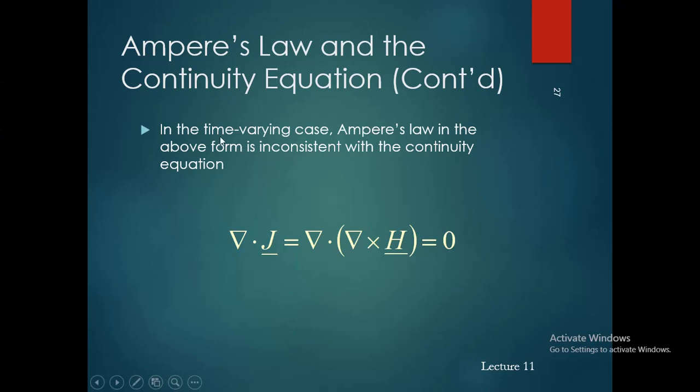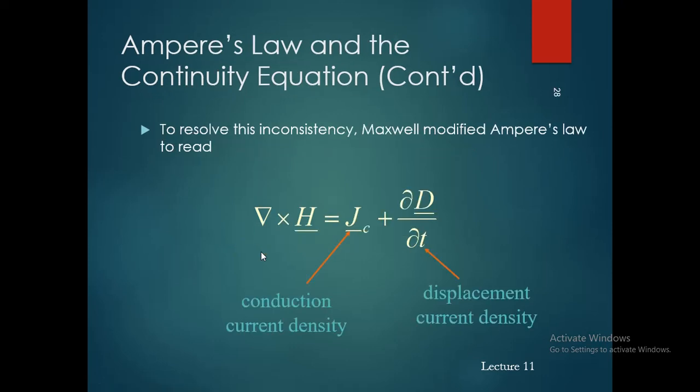In the time varying case, Ampere's law in the above form is inconsistent with the continuity equation. Del dot J is equal to del dot del cross H, since J is nothing but del cross H. So del dot del cross H is equal to 0. So this is the inconsistency in Ampere's law. This is a very important and useful equation for you. With Ampere's law and the continuity equation, we may resolve the inconsistency.